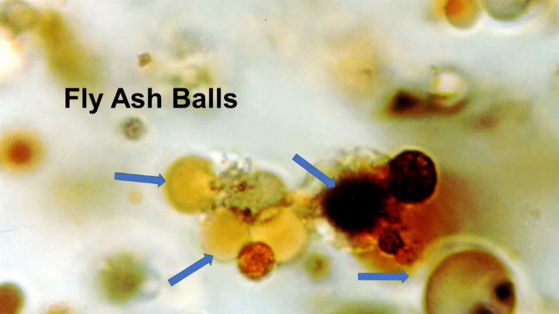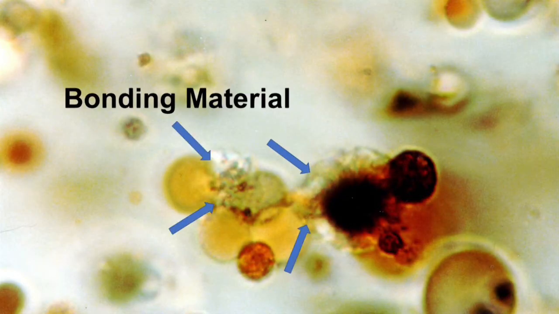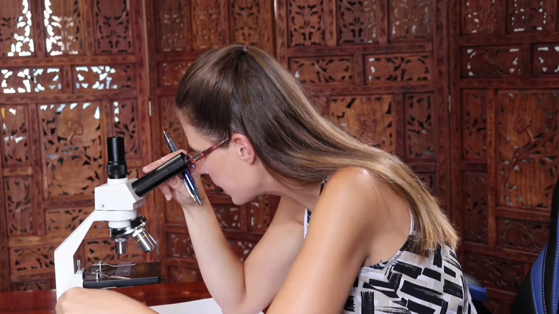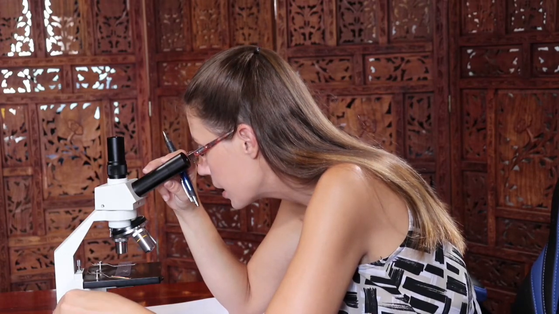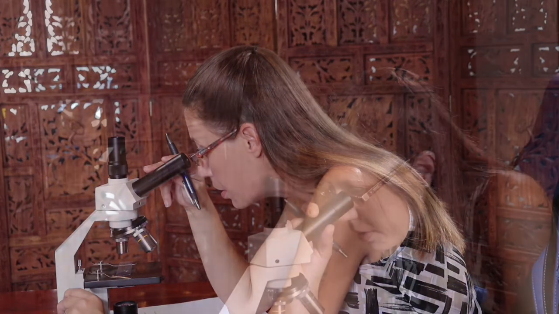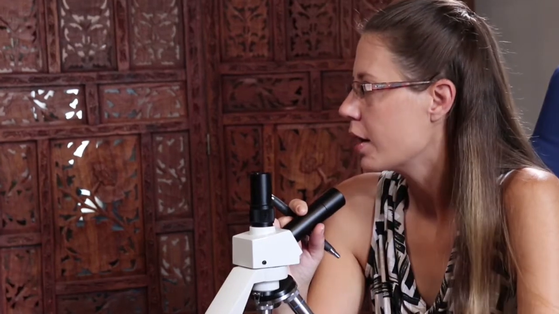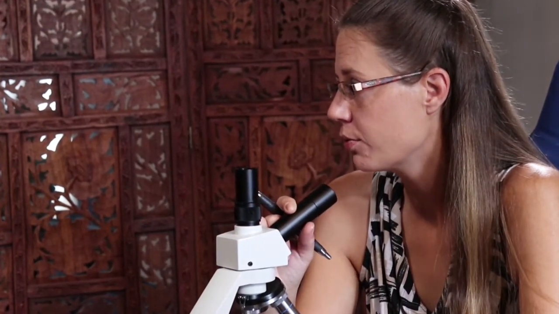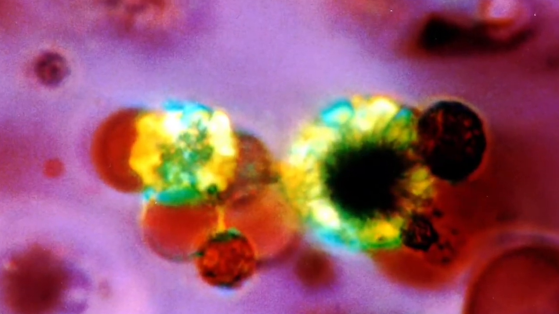Oh, I see the fly ash. But what is that stuff holding it together? Let me use the polarized light and look at the birefringence. Oh wow, look at that, anhydrite, calcium sulfate. It's actually beautiful. Hey Rod, come take a look at this. Oh, Mrs. Gill, that is anhydrite. I should be able to confirm it with the scanning electron microscope.